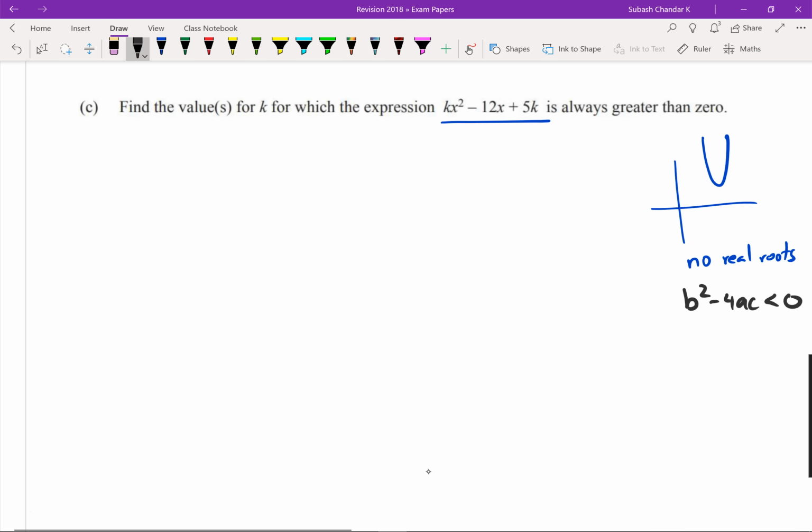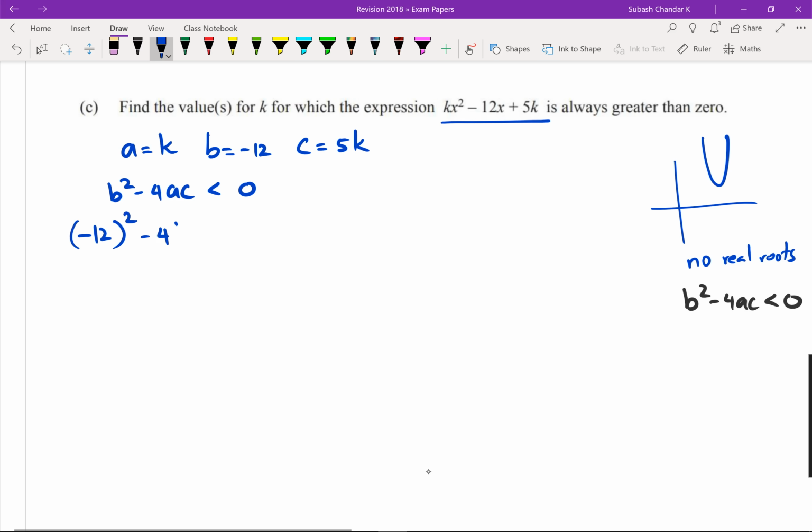Once we do that, then we start extracting the ABCs. So in this case, a is equal to k, b equals minus 12, c equals 5k. And what we have is b squared minus 4ac is less than 0. Substitute the values. So you got negative 12 squared minus 4 times k, because that's the value of a, multiplied by c, which is 5k. All of this has to be less than 0.